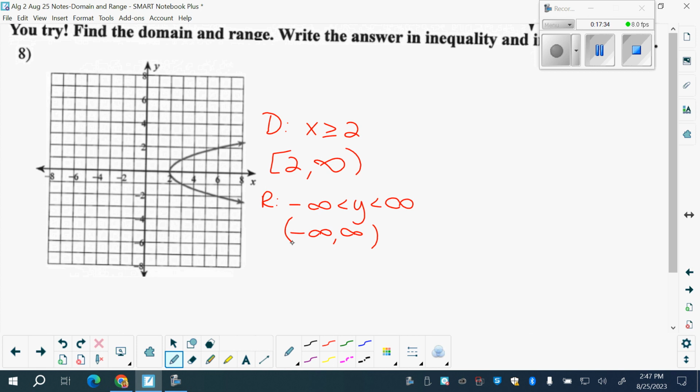Okay, domain x is greater than or equal to 2, comma infinity with a bracket on the 2, and then the range is from negative infinity to infinity. Did you have a question on that? Okay, on to the last ones.